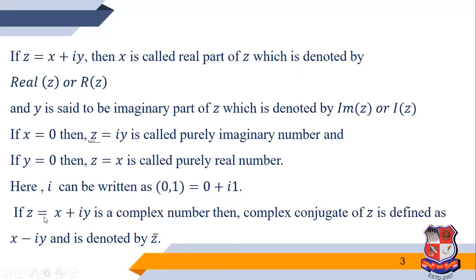The another concept: if z is equal to x plus iy is a complex number, then the complex conjugate of z is defined as x minus iy, and it is denoted by z bar. This is the conjugate of a complex number. So if z is x plus iy, then the conjugate of the complex number, we write z bar, and z bar is nothing but x minus iy.